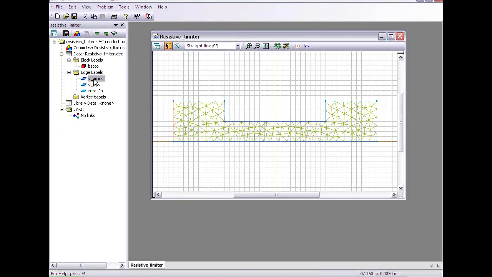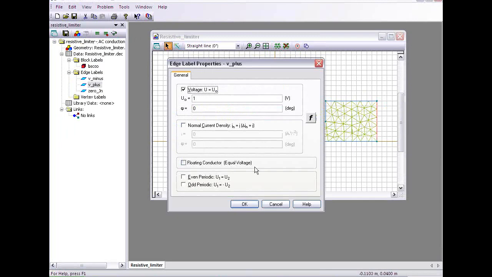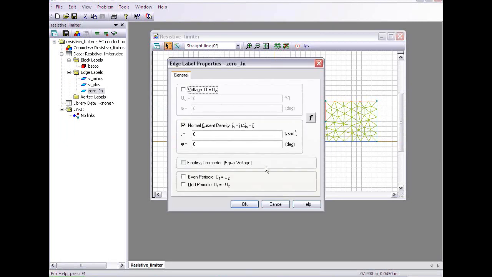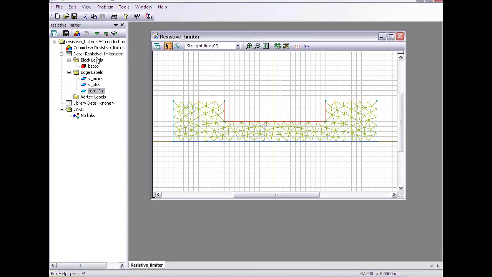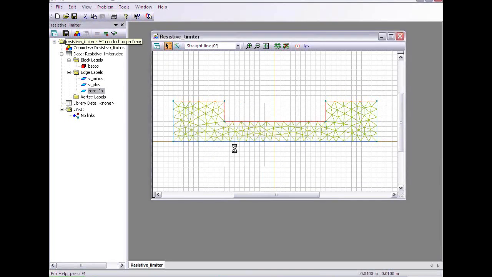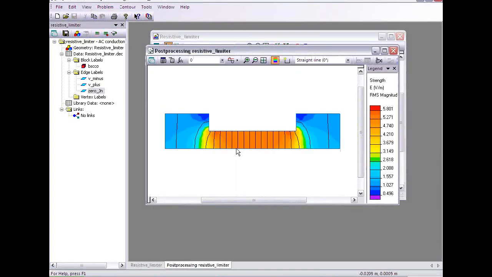We have opposite potentials. And once again, this is going to be a region of zero normal current density. Okay, on the side boundary, there's zero normal current. So I believe the problem's already been solved, but it's a very small problem here.